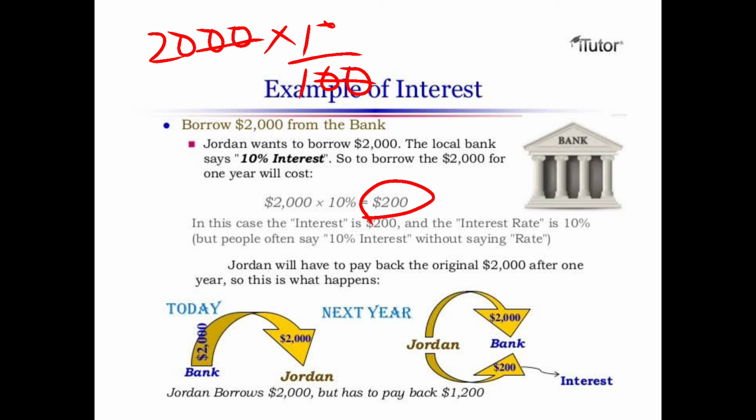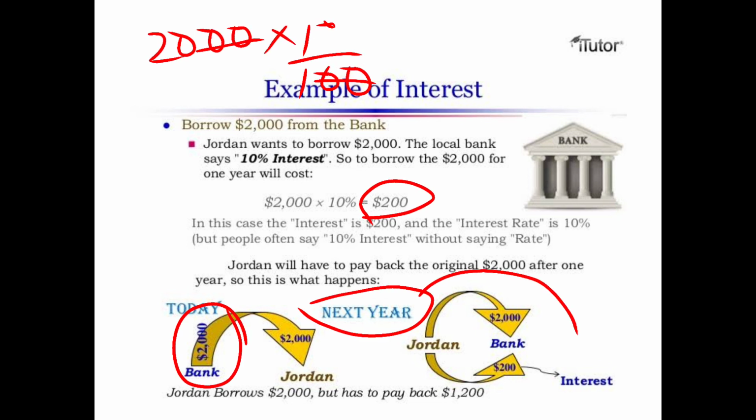Okay. So in the current year he got $2,000. After 1 year, he has to pay the principal, the original amount 2,000, and he also has to pay the interest. So along with that, 2,200 he has to pay when 1 year has been completed. Jordan has to pay 2,200. Are you clear, children? So this is the formula, a small example.